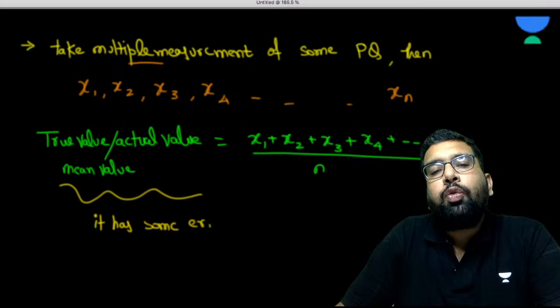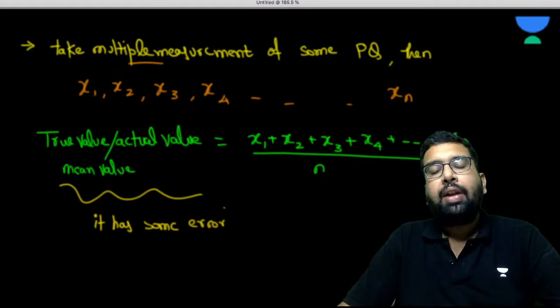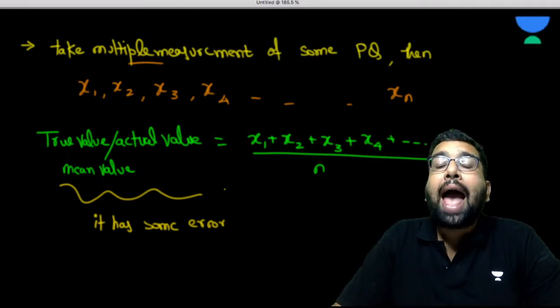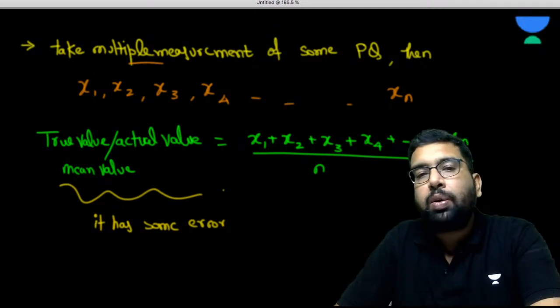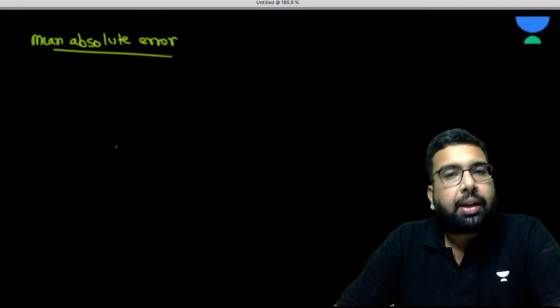Now, when we have this true value, we also must know what the error in this true value is. What is likely to be the error in this true value? So for that, we need the mean absolute error. So how can we get the mean absolute error?